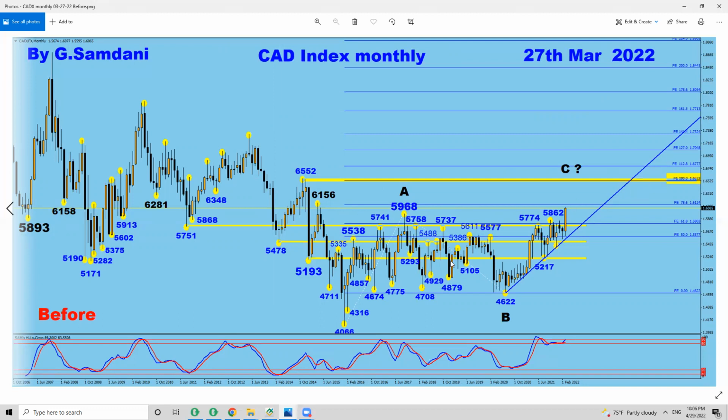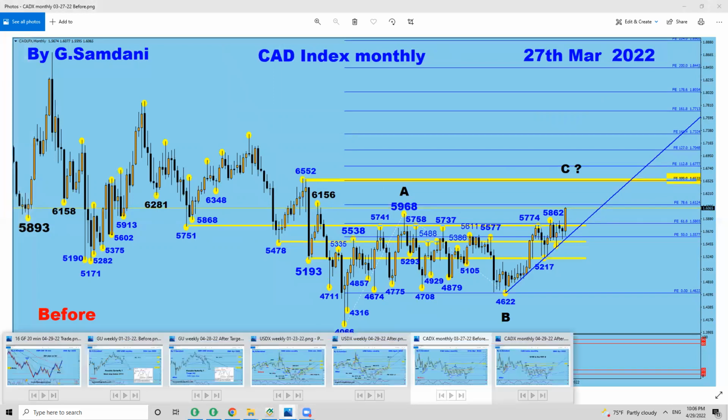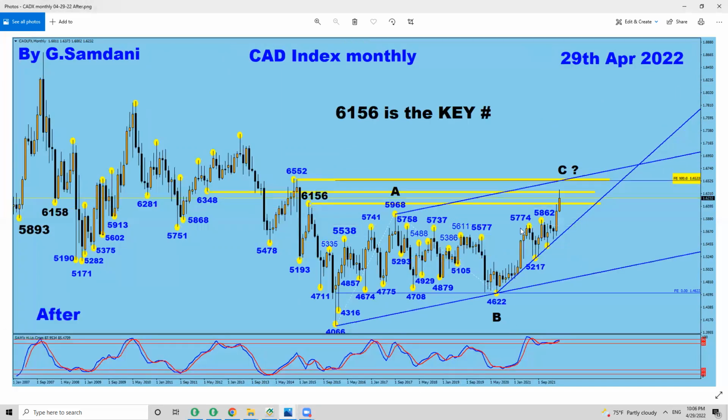And I said that ABC equal to 100%, it would be around 65.52. But the first number was the target, here 61.56, then 62.81, then 63.48, and then step by step. So as of today, I recorded the chart and we bypassed the 61.56 already, and we bypassed the 62.81.